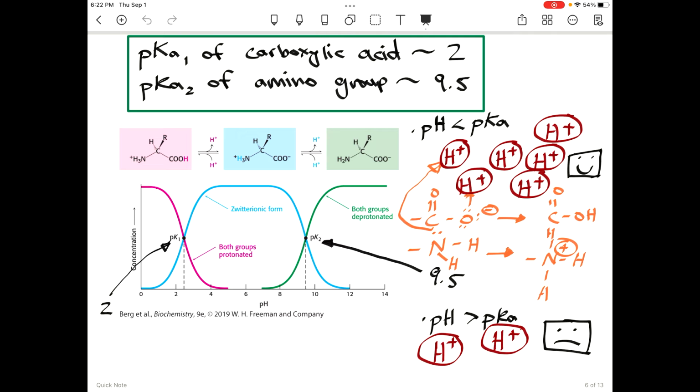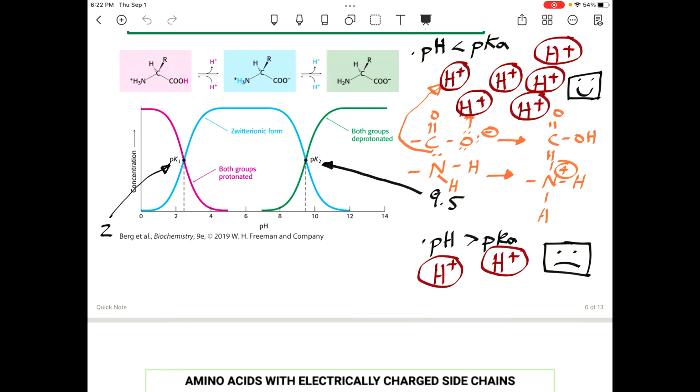And this carboxylic acid group and this amine group can just take a hydrogen ion. There's so many of them around, they can just take it and protonate themselves. So here, this is what would happen, right? In both cases, you protonate yourself. You add an H+.